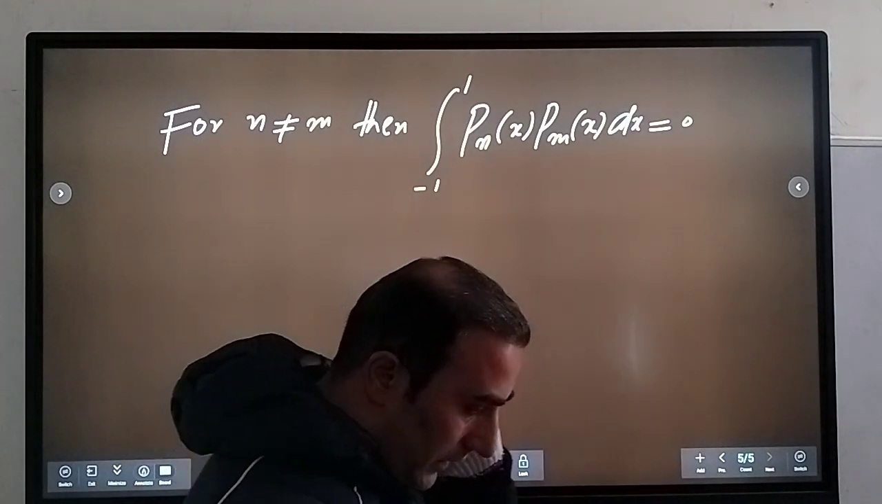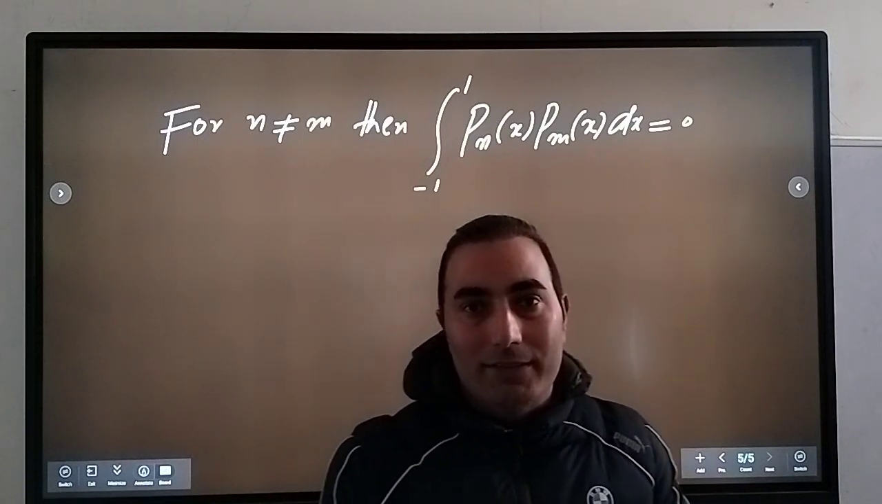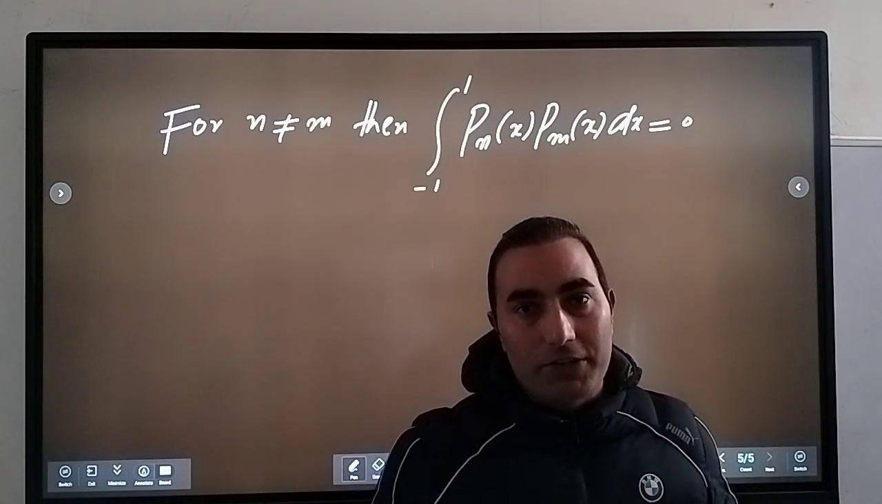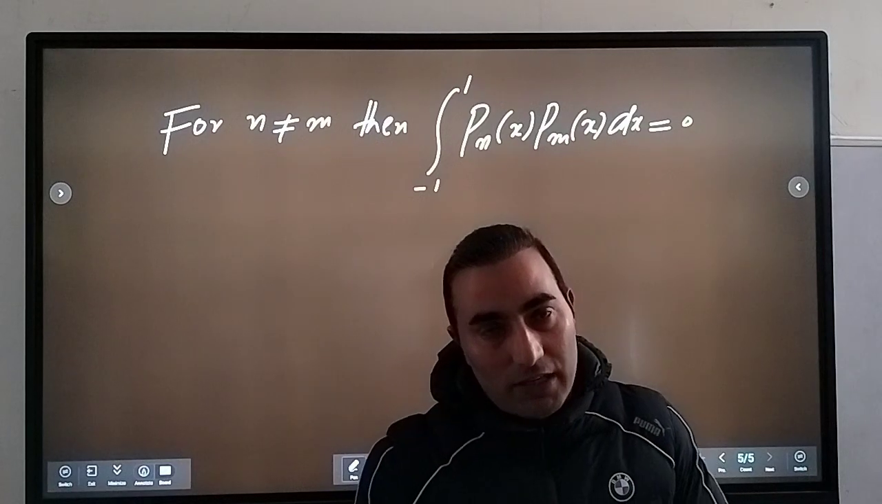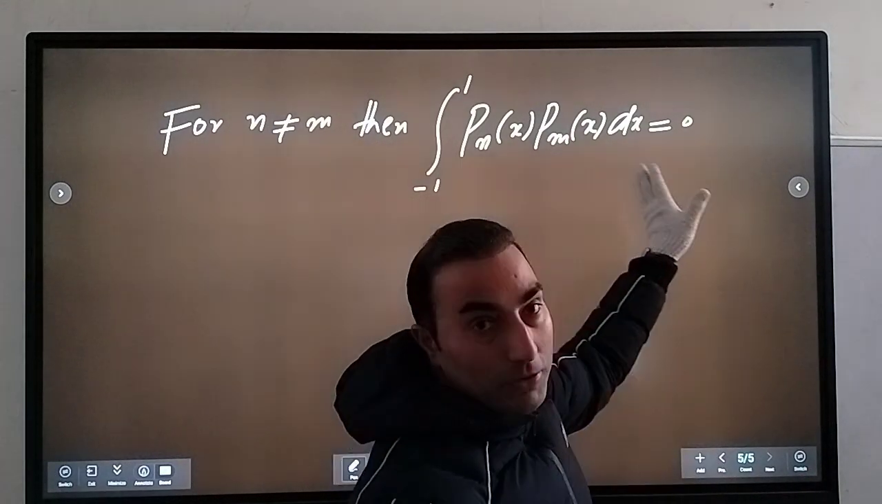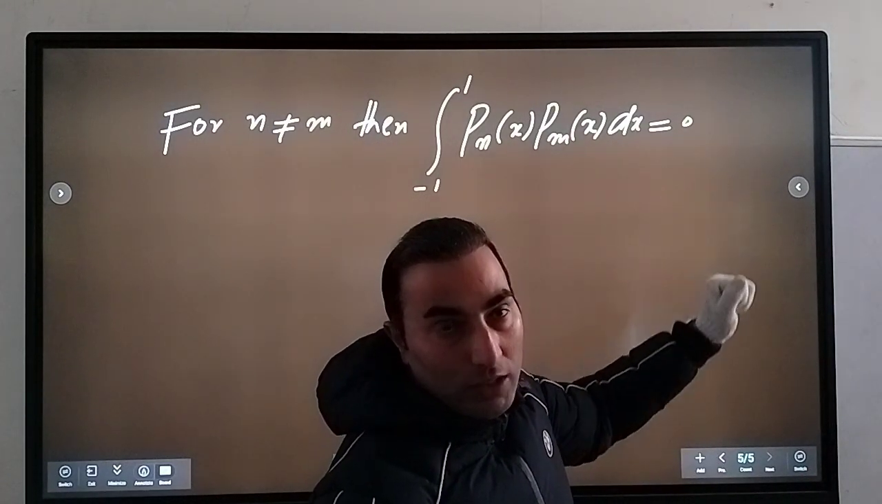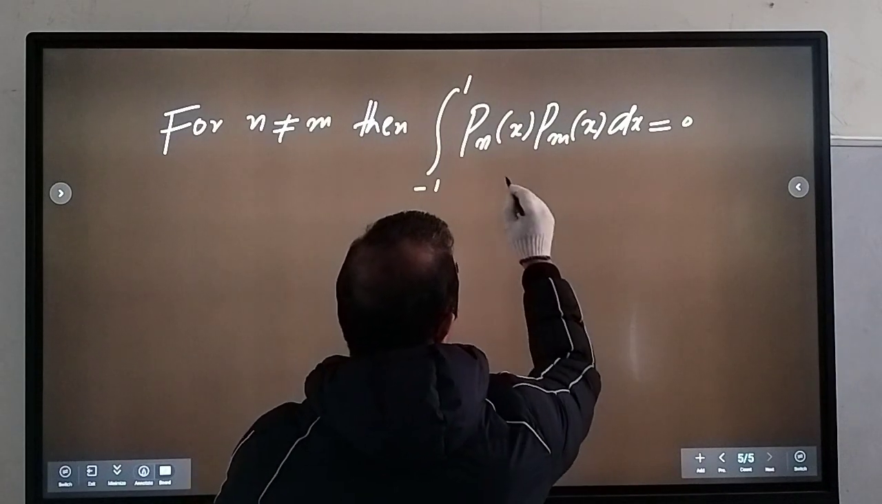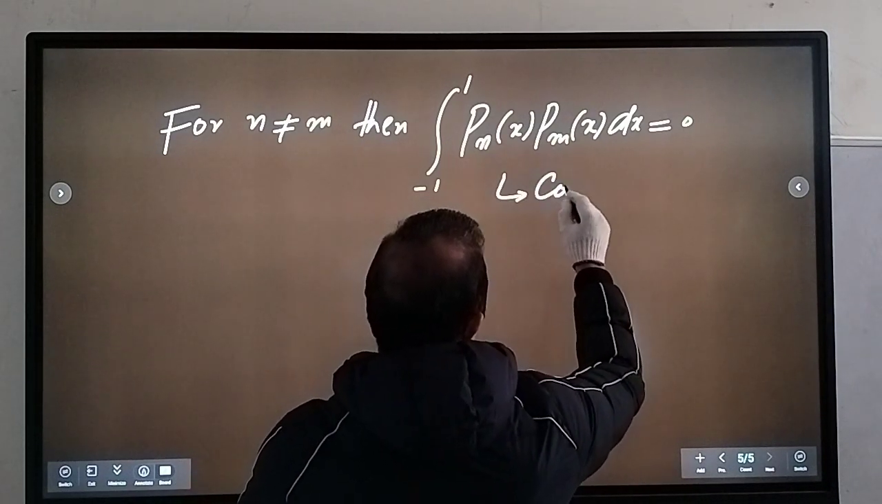So that basically indicates that these two functions, in the case of the Legendre polynomial, are orthogonal functions, because the product of these two functions comes out to be equal to 0. So this is basically the condition for orthogonality.